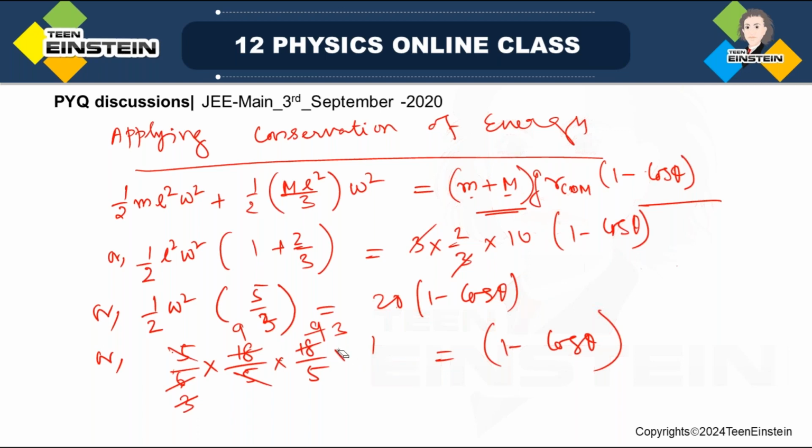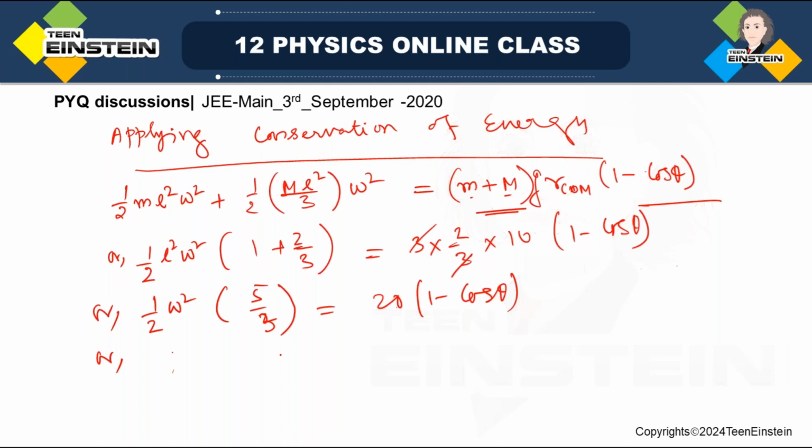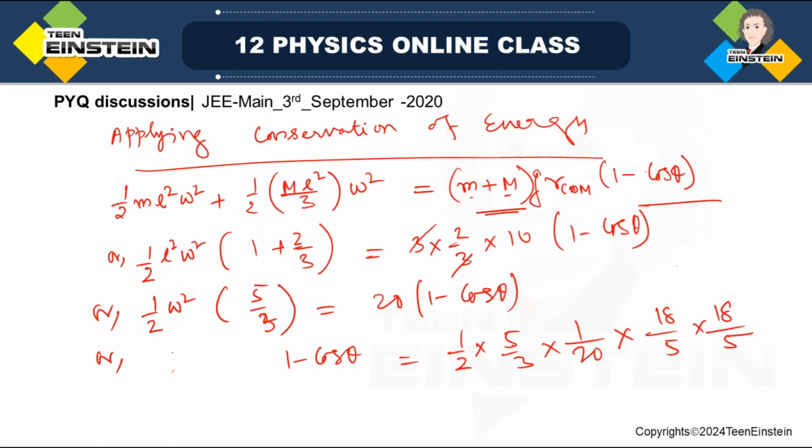I think I'll just do the calculations once again. Let me do one thing. I'll write 1 minus cos theta this side. Then I get here 1 half, 5 by 3, into 1 over 20, into 18 by 5, 18 by 5. Now this 5 is gone, this with 9, this again with 3. So I get 1 minus cos of theta equal to 27 by 50.